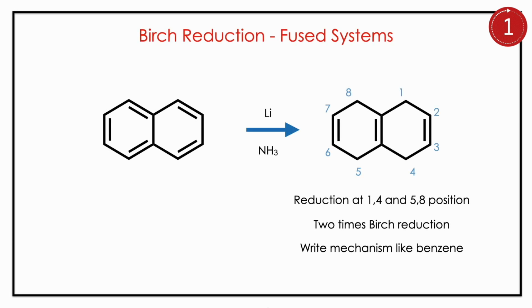Then the next example, you have naphthalene, and you are using lithium and ammonia. The reduction happens like benzene, two benzene rings reduce, at the 1,4 position. Basically a two consecutive Birch reduction reaction. If you are interested, write the mechanism separately. You will end up with a similar setup. The system is basically two benzene rings fused together. So reduction happens on both rings at the 1,4 and 5,8 positions. It's a double Birch reduction. The concept you have to learn here is that the Birch reduction continues until there is no possibility of further Birch reduction.